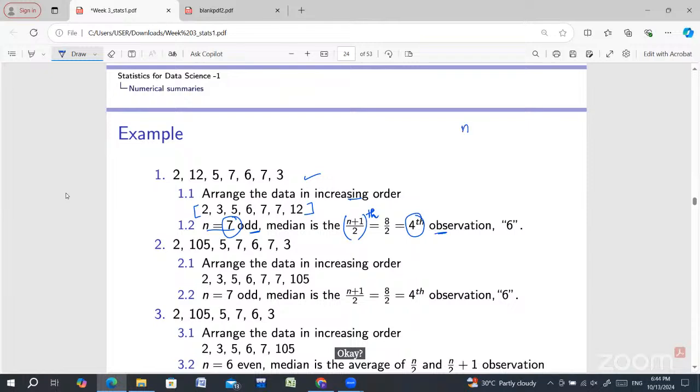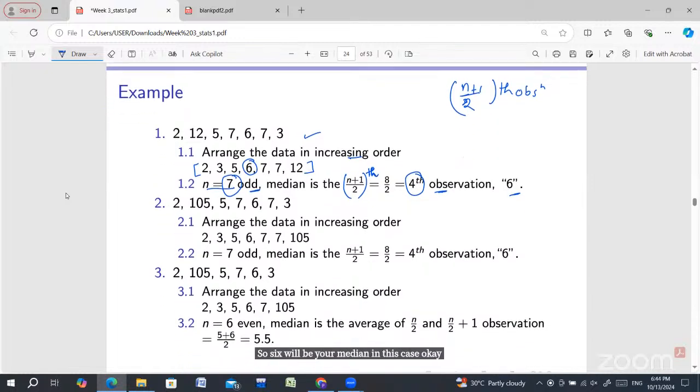So basically the (n plus 1) divided by 2th observation is your median, not n by 2 plus 1. Is it clear? Yes, ma'am. Okay, so the 4th observation is 6 here. So 6 will be your median in this case.